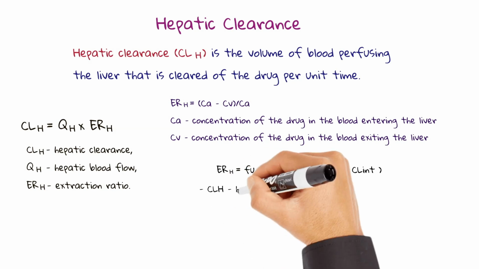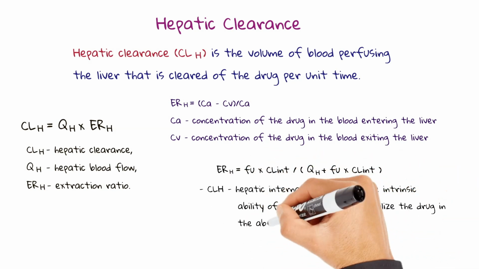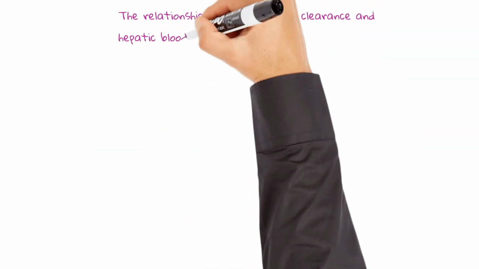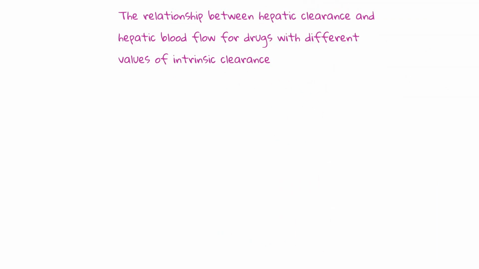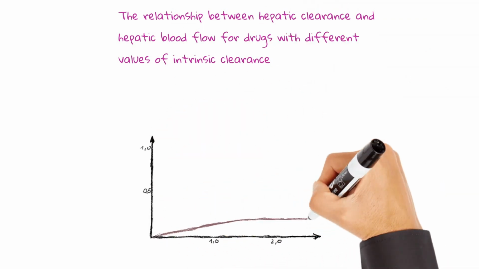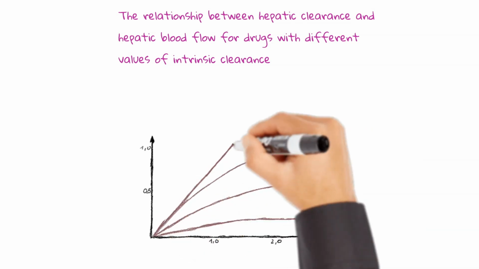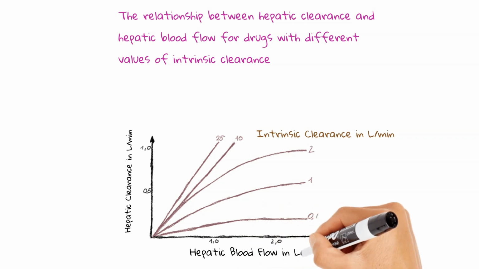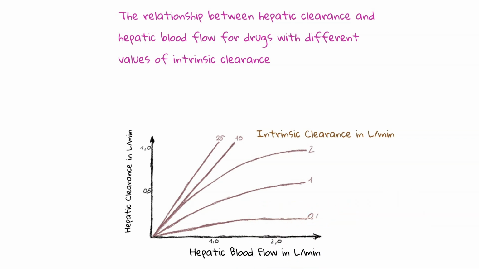Hepatic extraction ratio is determined by hepatic intrinsic clearance, that is the intrinsic ability of hepatocytes to metabolize the drug in the absence of other restrictive factors, hepatic blood flow, and the fraction of the unbound drug in plasma, as only the free, unbound fraction is metabolized. For drugs that are rapidly metabolized, in other words, drugs with very high intrinsic hepatic clearance, the value of hepatic clearance approaches hepatic blood flow. Therefore, for these drugs, hepatic clearance is limited by the liver's blood flow.